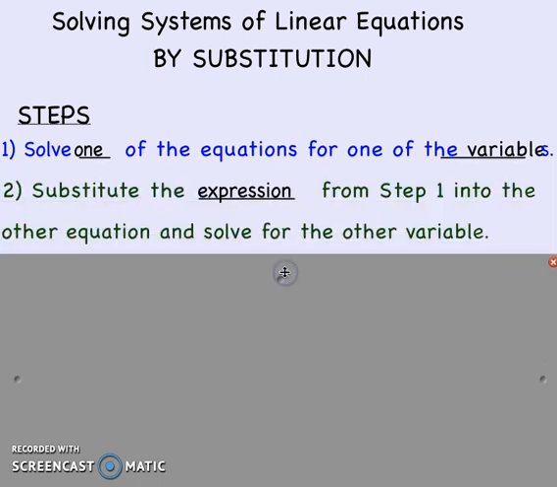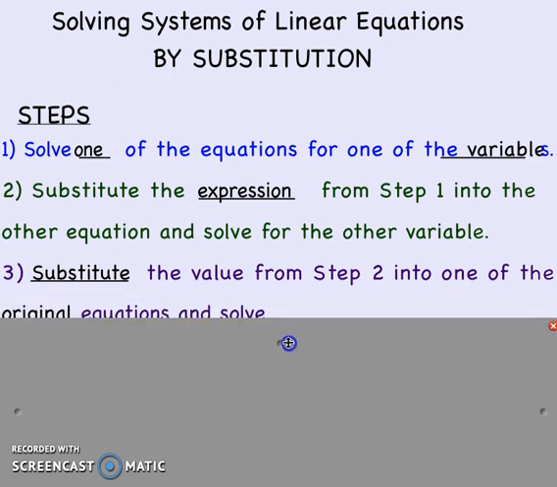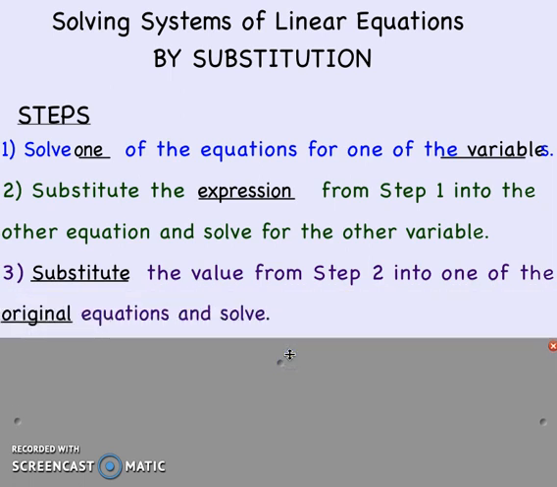You're then going to use that expression that either the x or the y was equal to, and you're going to substitute the expression from step 1 into the other equation and solve for the other variable. Step 3, you're going to substitute the value from step 2 into one of the original equations and solve. So in step 2, you either figured out what the value of x was or what the value of y was. Once you know the value of either x or y, you're substituting it back into one of the original equations in order to get the other value.